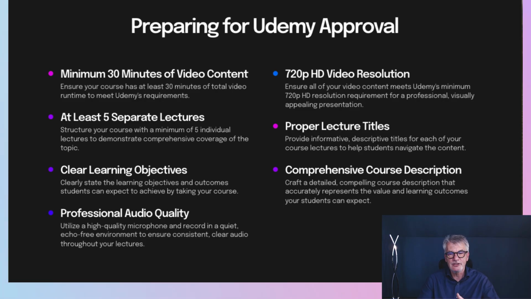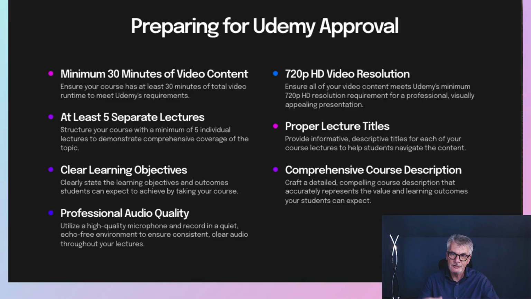Here's another common oversight: the 30-minute minimum video requirement. Many instructors create their course outline without realizing that the video content must reach at least 30 minutes of runtime. Shorter courses get automatically rejected no matter how great your material is. Udemy's quality review team specifically checks this metric before anything else. The platform prioritizes these structural elements in its initial review.